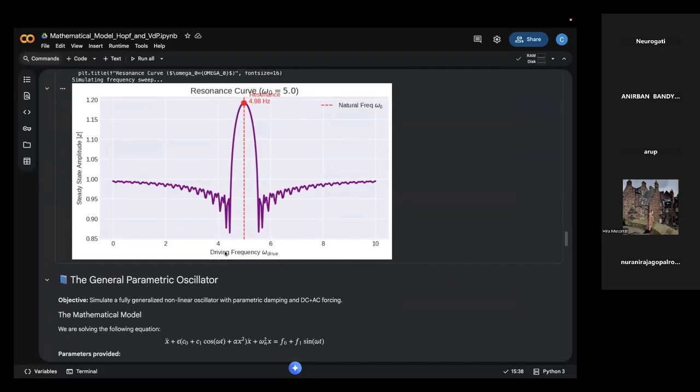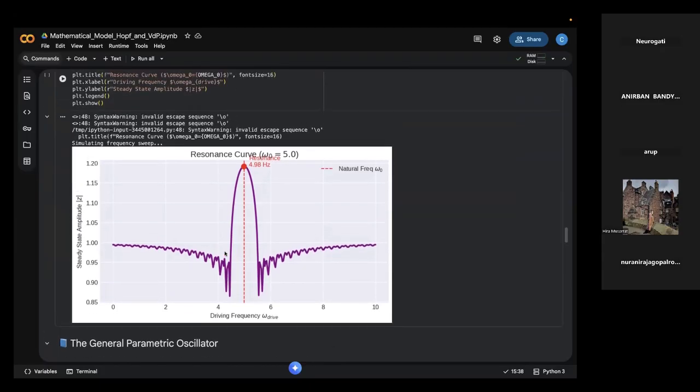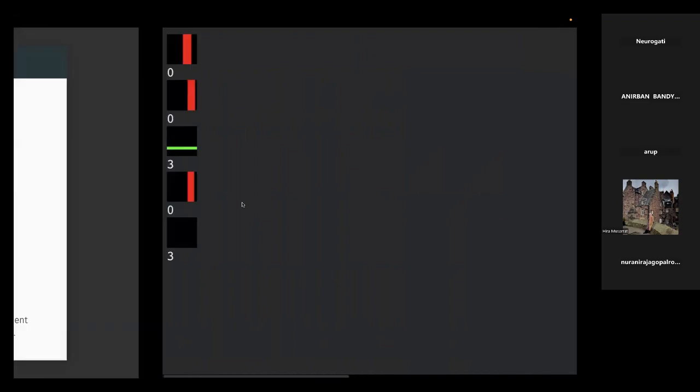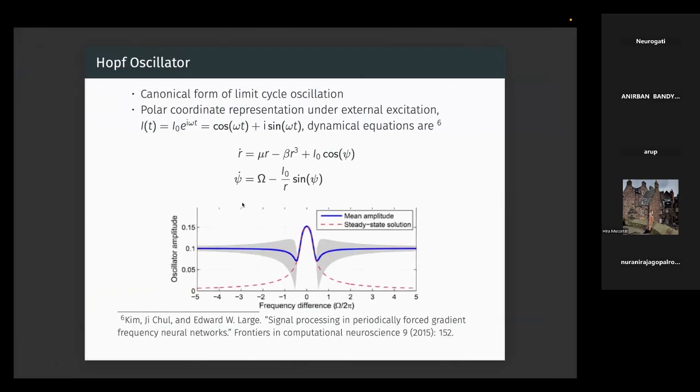Okay, so this is the Hopf oscillator and the two properties that I would like to highlight. One is the bifurcation parameter, and the other is the resonance property. Okay, so if anybody is interested in the theoretical understanding of how such things can be calculated, you can look at this paper at the bottom, which is signal processing and periodically forced gradient frequency networks.